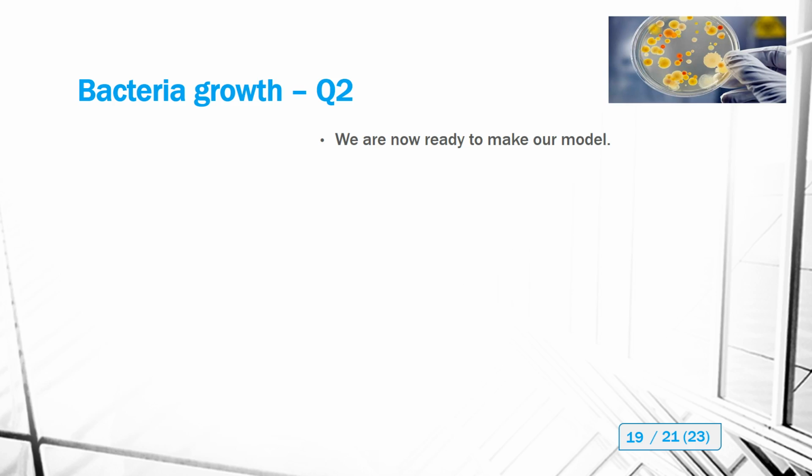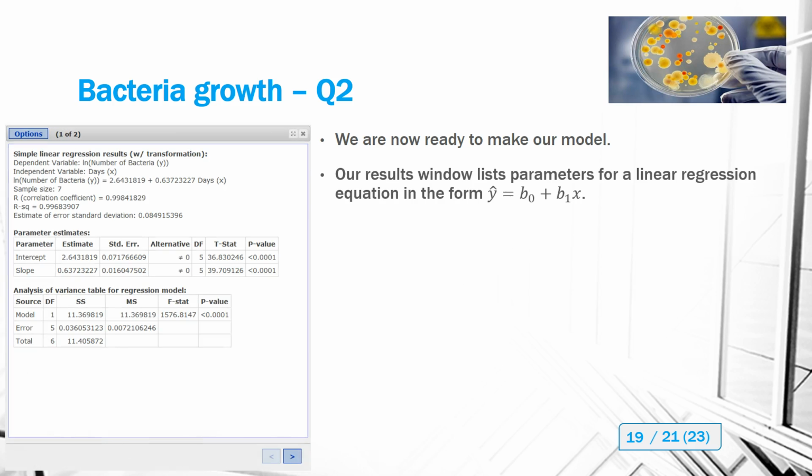Now, to get to the second question of making the actual model, we've done all this prep work. Now we're ready to make our model. So we go back to our results page, and this is what we see. Notice that the parameters for the regression equation are listed in the format of a linear regression equation, b0 plus b1x.